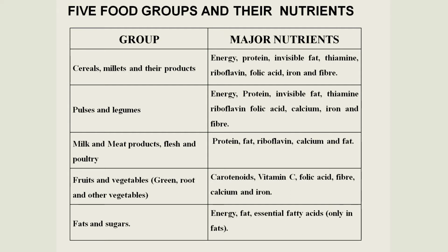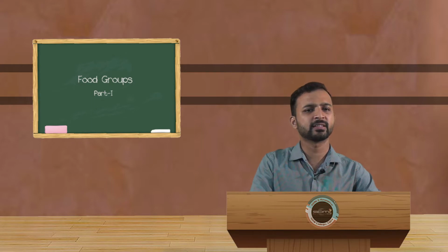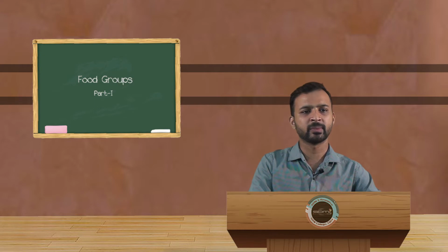And fruits and vegetables, that may be the green leafy vegetables or roots and tubers or other vegetables. So carotenoids, vitamin C, folic acid, fiber and calcium we will get from these fruits and vegetables. And fats and sugars, so mainly the energy.